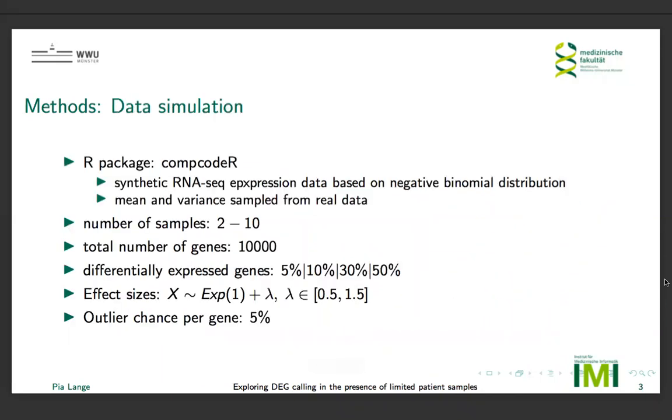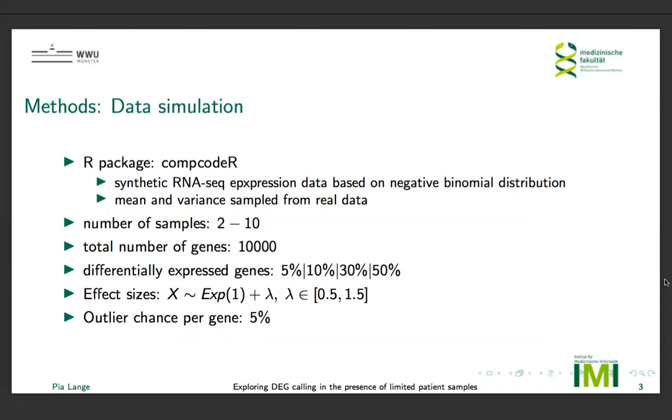To estimate the performance, we needed data for which a ground truth was present, so we simulated synthetic data with the compcodeR package, which uses a negative binomial distribution with mean and variance taken from real data to randomly generate expression matrices. We tested sample sizes ranging from 2 to 10, and the matrices had a total number of 10,000 genes per sample size.